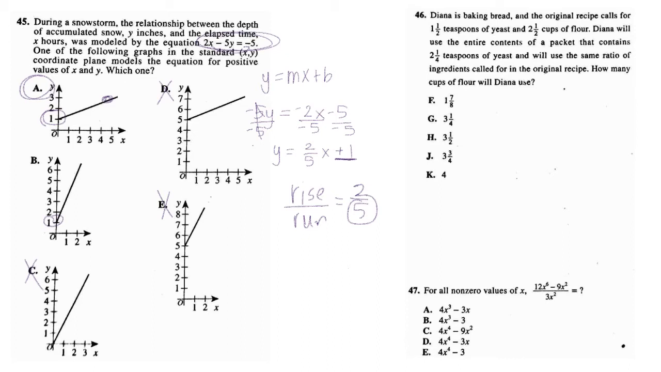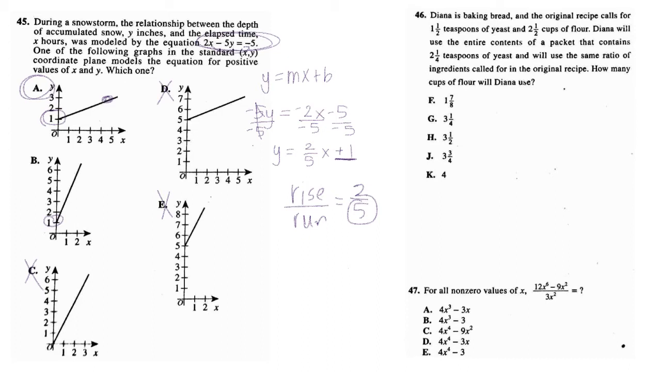Okay, now let's look at 46. With 46, this person is baking bread. The original recipe calls for 1.5 teaspoons of yeast, 2.5 cups of flour. Use the entire packet. Contains 2.25 teaspoons of yeast. And we'll use the same ratio of ingredients for the original. So how many cups of flour does Diana need to use?